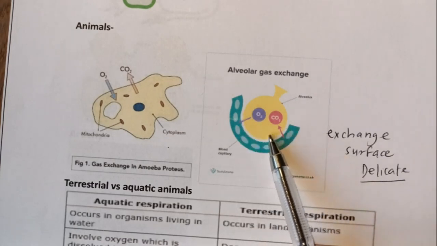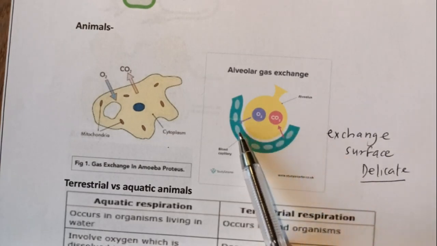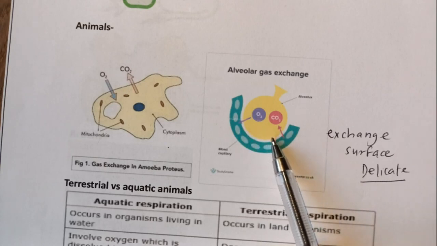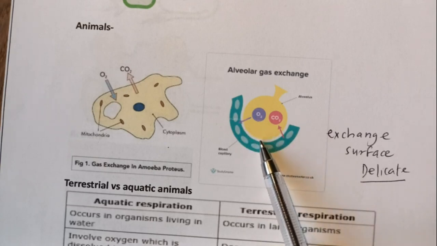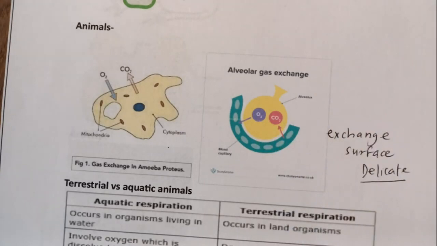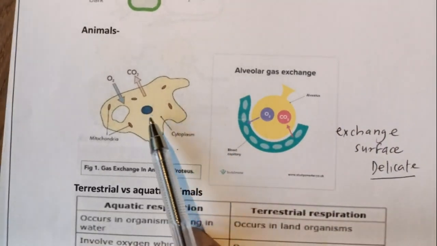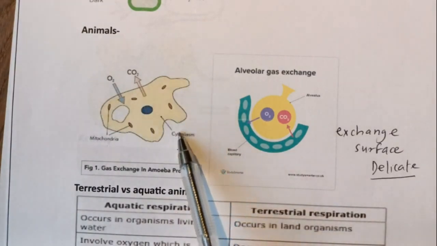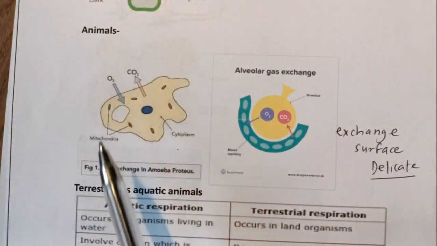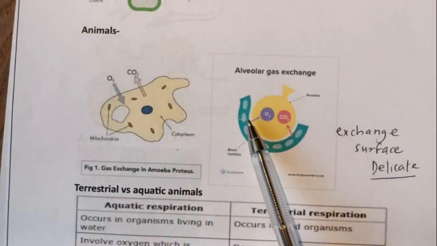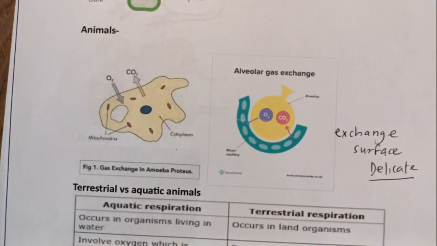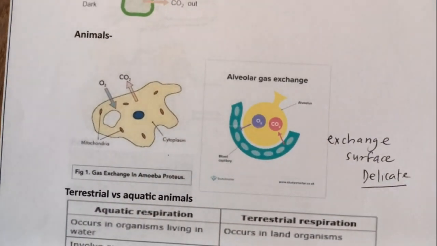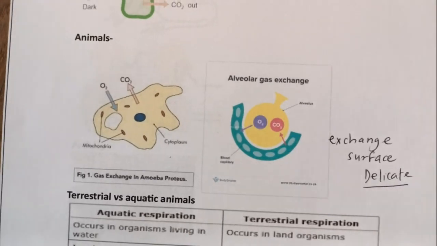It's a very delicate exchange surface, the alveolo-capillary membranes here. That's why they have to be protected, and that is why they are protected inside the body, whereas in unicellular organisms the exchange surface is actually out on the surface of the body. Here the exchange surface in more advanced organisms is protected inside the body cavity.